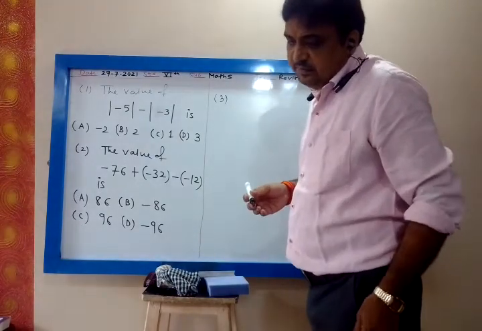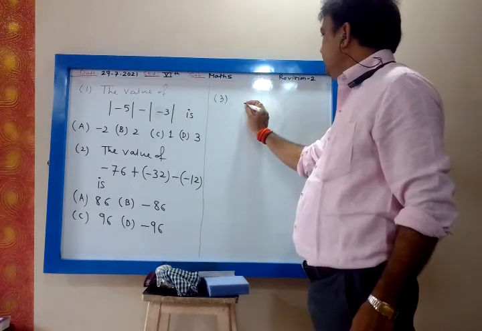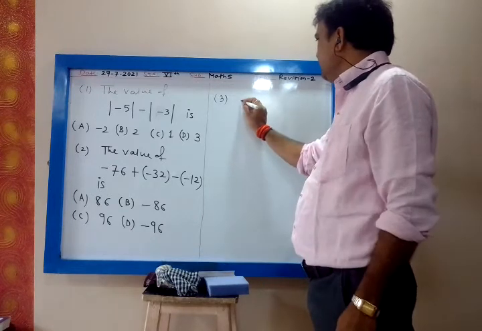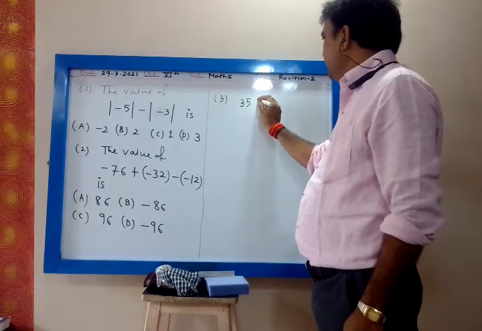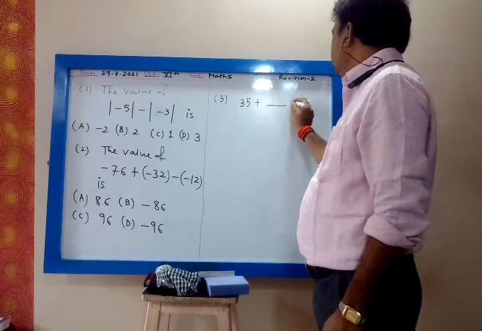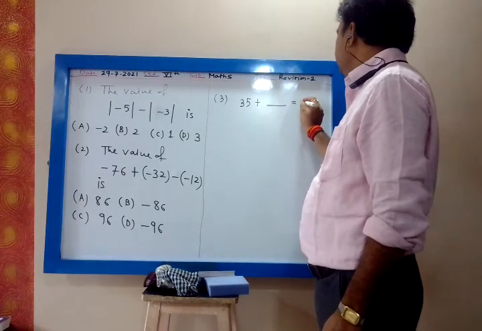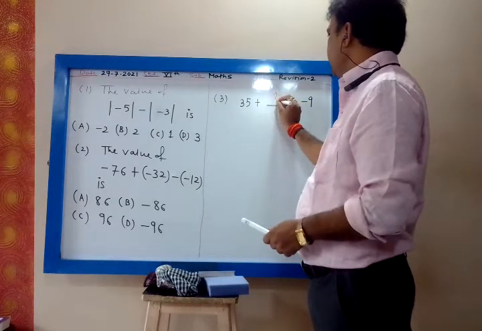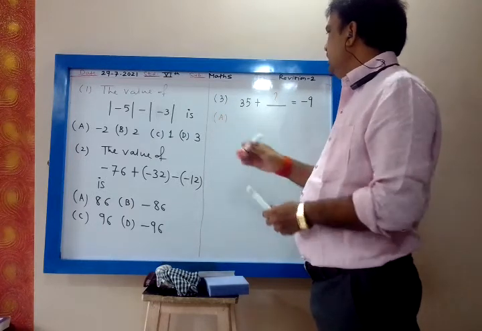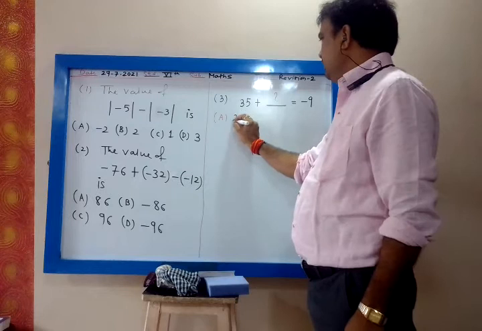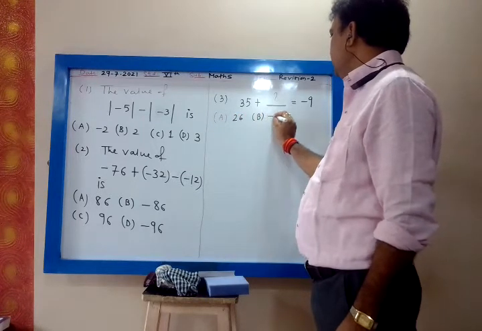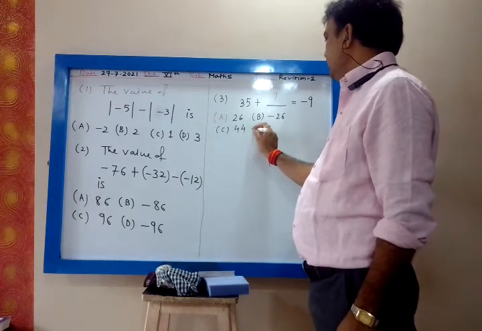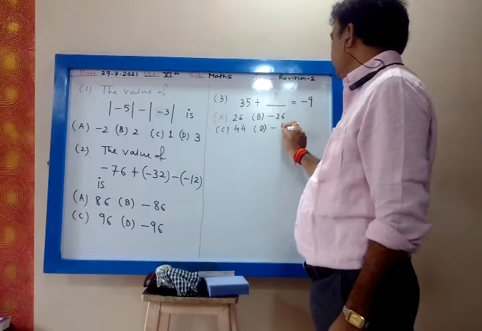Then third, fill in the blank. 35 plus blank is equal to -9. You have to fill in the blank. Option A is 26, B is -26, C is 44, and D is -44.